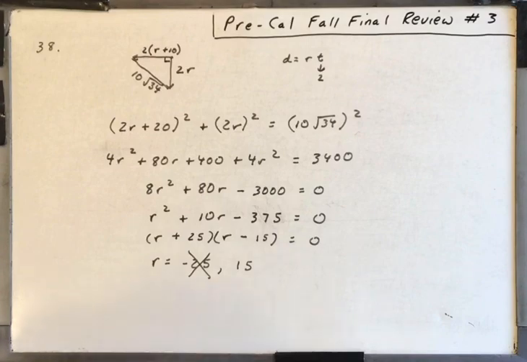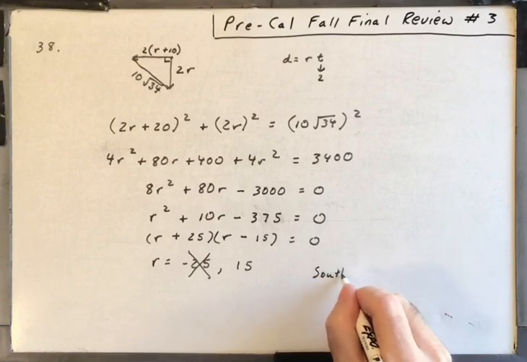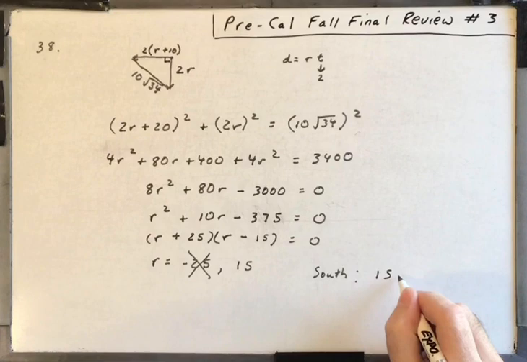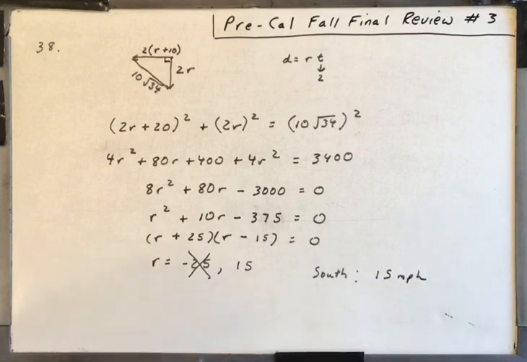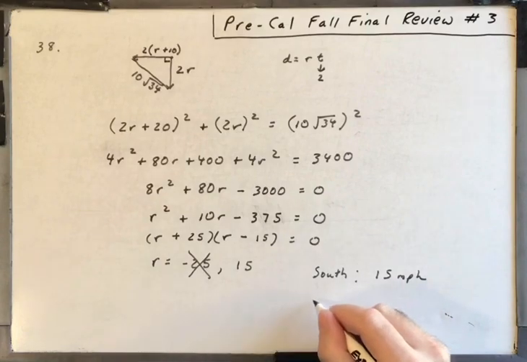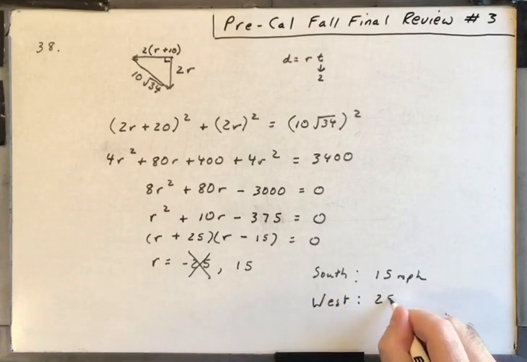So the southbound car, was it a car? I think it was a scooter actually, wasn't it? Southbound scooter is going 15 miles an hour because it's going r. The westbound, you just add 10. So 15 plus 10 is 25.